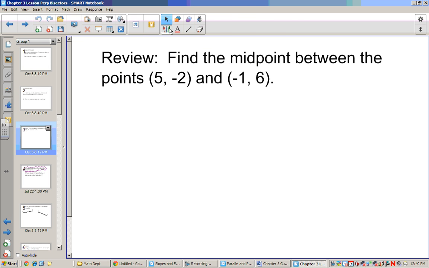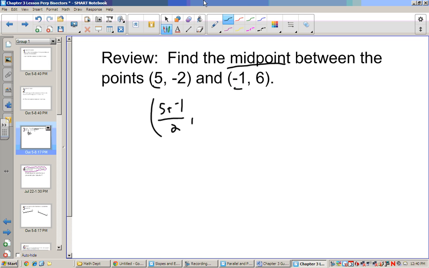Now, before we get to that, we have to remember what midpoints are. So to find the midpoint between these, we add the x's, 5 plus -1, and you divide by 2, because that's how you find the middle number between 5 and -1. Now to find the middle of -2 and 6, you add them up, and you divide by 2. So this would be 4 over 2, which is 2. This would be 4 over 2, which again is 2. So the midpoint here is the point (2, 2).